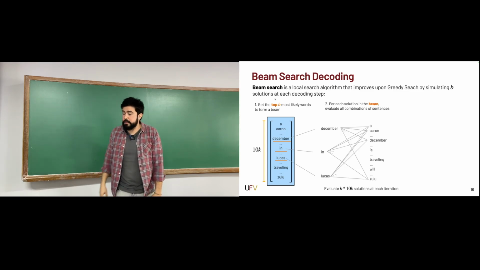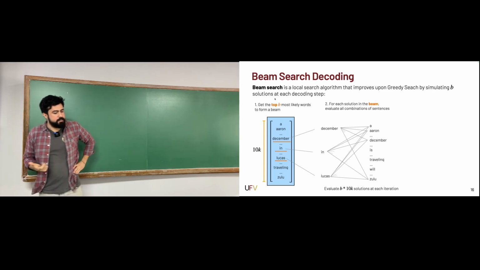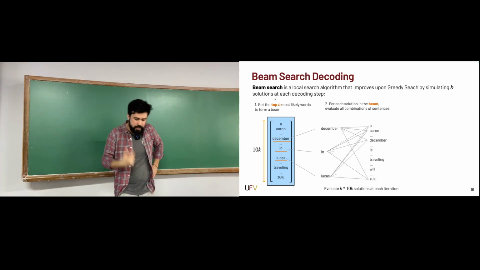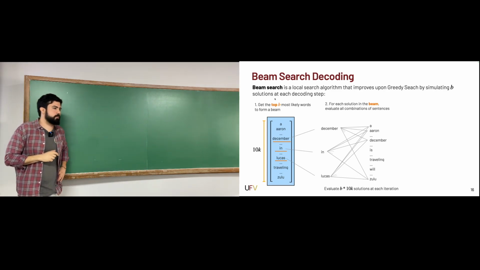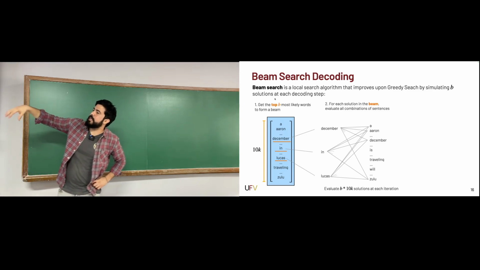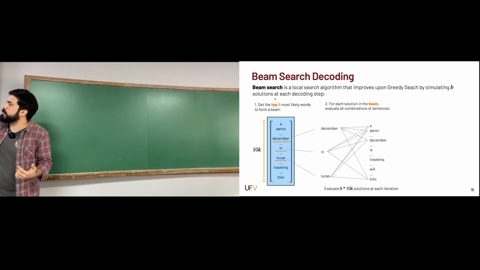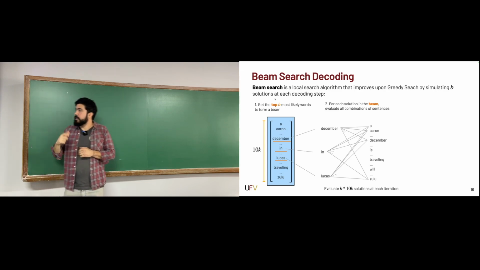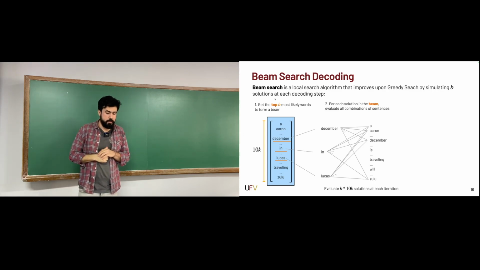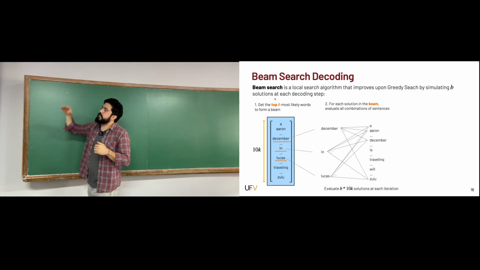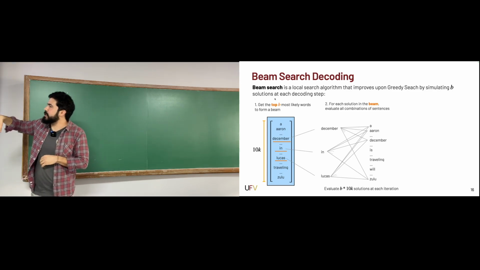Okay. So then what we do is now we're going to evaluate all possibilities of sentences starting with December, and then starting with In, and then starting with Lucas. So we're going to evaluate B times 10K solutions now. Just by looking at the figure, we are using a B equal to 3 here. Our beam has 3 solutions, December, In, and Lucas. So I'm going to evaluate all the 30,000 possible next solutions. First start with December, then In, then Lucas. Okay? I couldn't draw all the arrows there or the edges, sorry, because it would be too much.